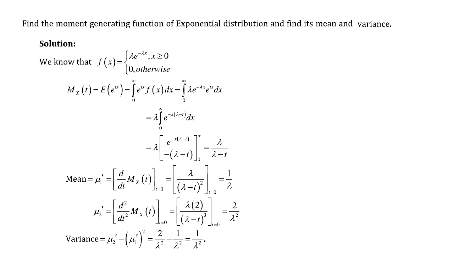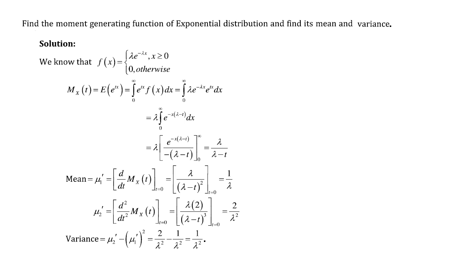So we know that the formula for the exponential distribution is lambda e to the power of minus lambda x, and the moment generating function is going to be equal to the integral from 0 to infinity of e to the power of tx times f of x dx, that is, the integral from 0 to infinity of lambda into e to the power of minus lambda x into e to the power of tx dx. So by applying the values, we get the moment generating function of the exponential distribution to be lambda divided by lambda minus t.